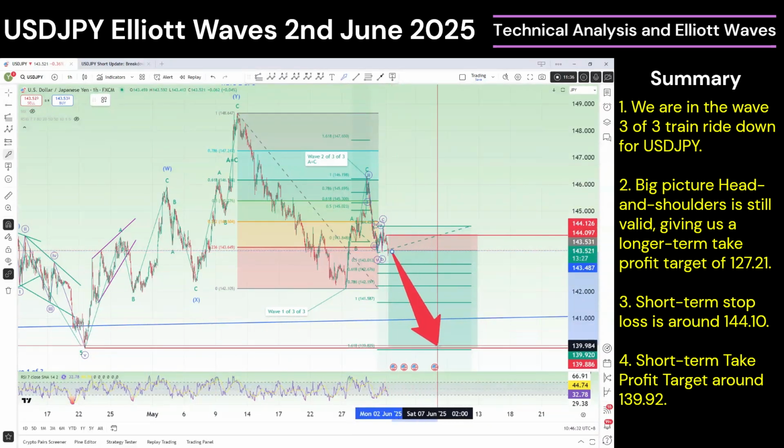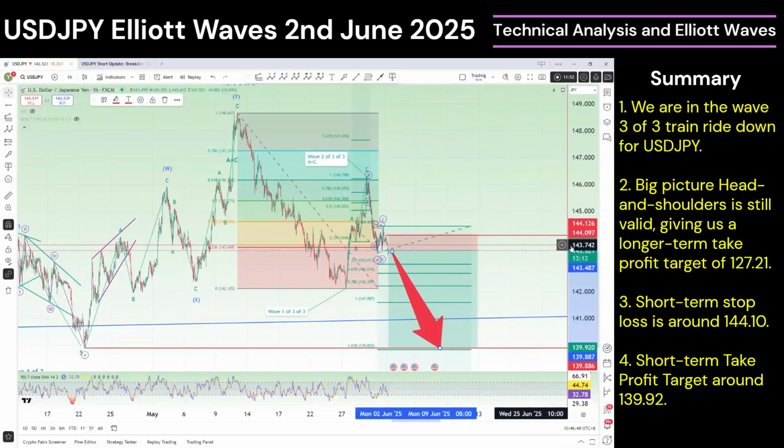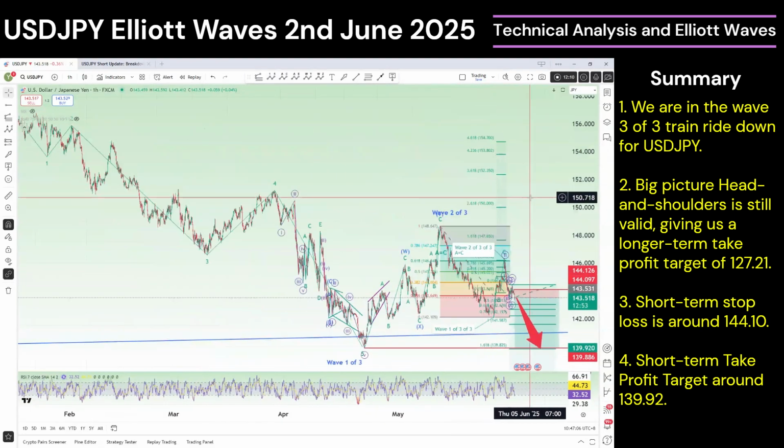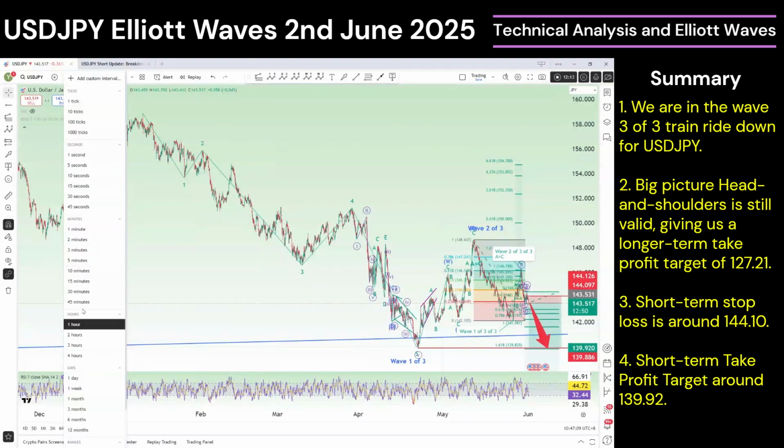Over here is 139.88 against this current price of 143.52. So we have about 370 pips of movement against this 144.09, which is 60 pips. So we have slightly over 1 to 5, 1 to 6 risk reward ratio. So it's still a very good risk reward ratio. Okay, so that's it for this dollar yen.